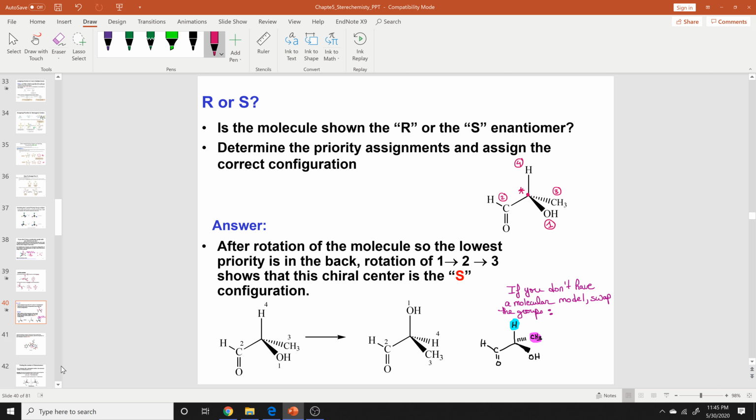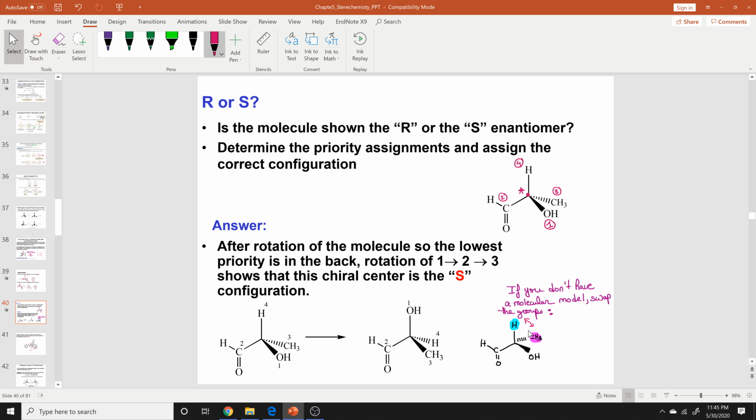Arrange them like this, so 1, 2, 3, 4. Okay, so this is basically my priority in here. Now, the thing is, my CH3 is behind. I want my hydrogen to be behind. So all you need to do is just swap the CH3 with the hydrogen. Okay, so let's go ahead and swap those.